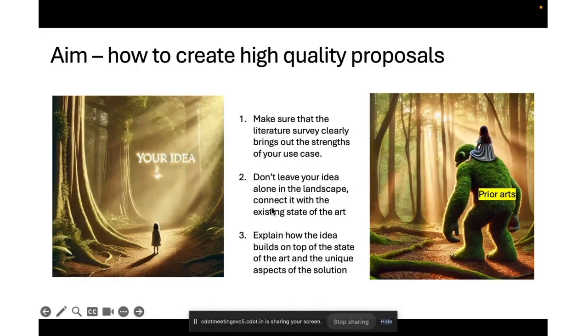So don't leave your idea alone in the landscape. Connect it with the existing state of the art and explain how the idea builds on top of the state of the art and bring out the unique aspects of the solution. This is one important aspect of all high quality proposals that I have seen in my life. Many innovators I have seen tell me, no, there are no prior arts. That means your idea is alone in this forest. Okay, don't do that.